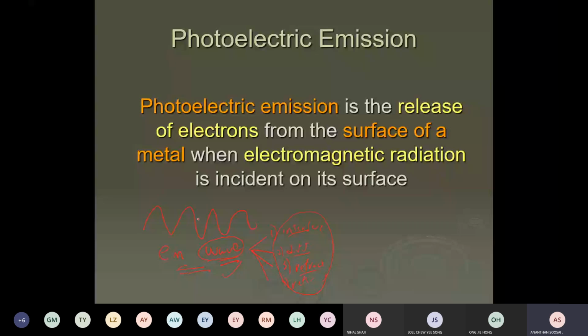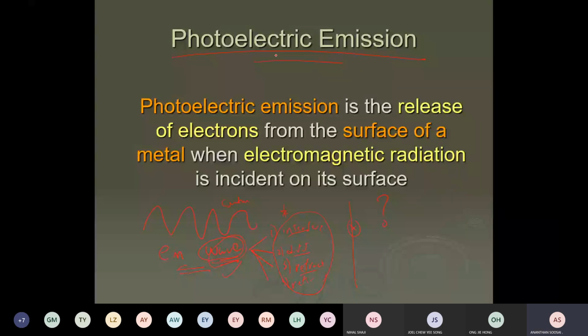We were never confused with this concept until a big problem happened in science. After one experiment, the idea of EM being a wave became questionable. That experiment we call photoelectric emission. This is a big breakthrough in science, which questioned whether EM radiation is a wave. The result of this photoelectric emission is against the wave idea of EM radiation. That's what we're going to discuss.